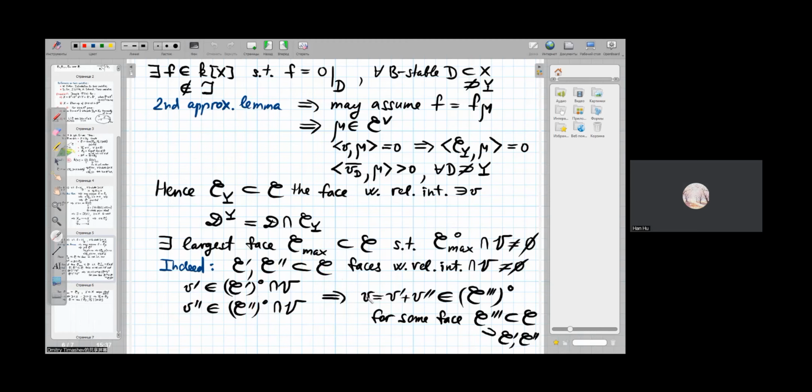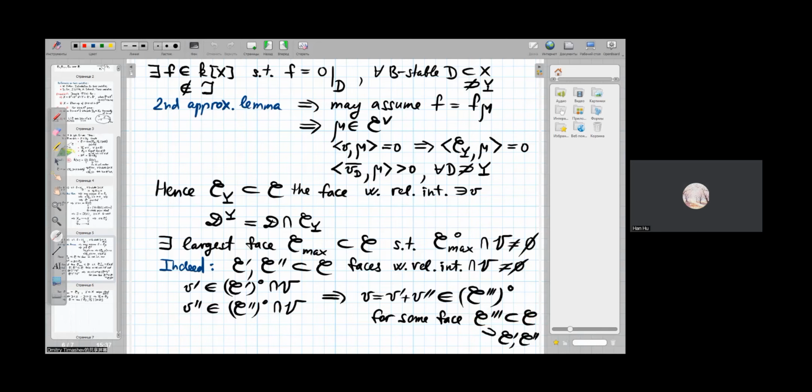Since V belongs to C, there exists a unique phase of C such that V belongs to its relative interior. So we have this phase C triple prime. Now, let's take a supporting function for this phase. It is a linear function which takes 0 value on this phase and positive value outside this phase on this cone.